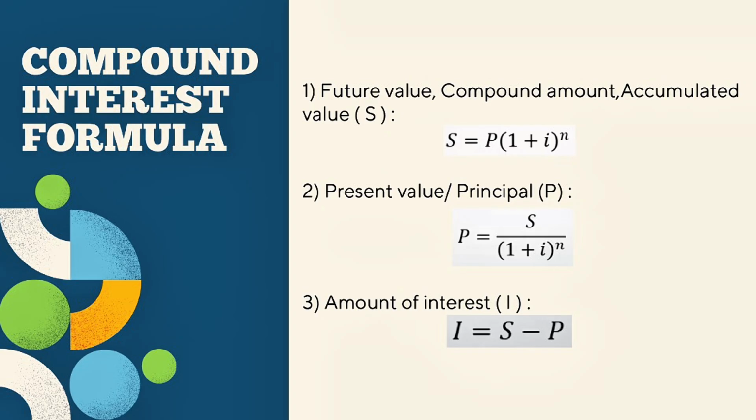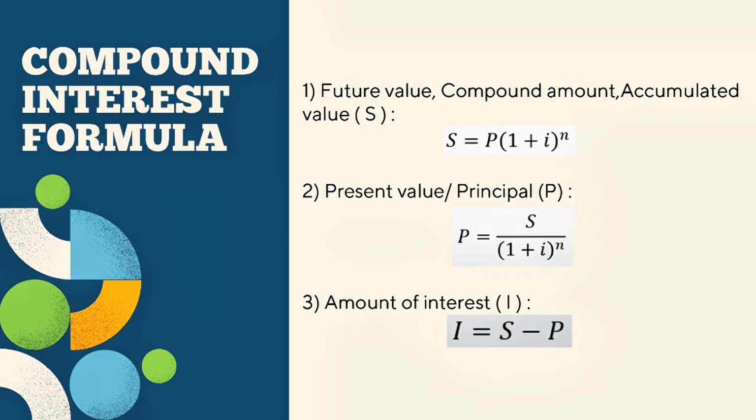Compound interest formula. Before I introduce the formula, I will explain each of the symbols' meaning. Symbol S means future value, also known as compounded amount or accumulated value. Then P is present value or principal. Next, symbol i is equal to k divided by m. Lastly, n is m times t, which means how many times that person has to pay.